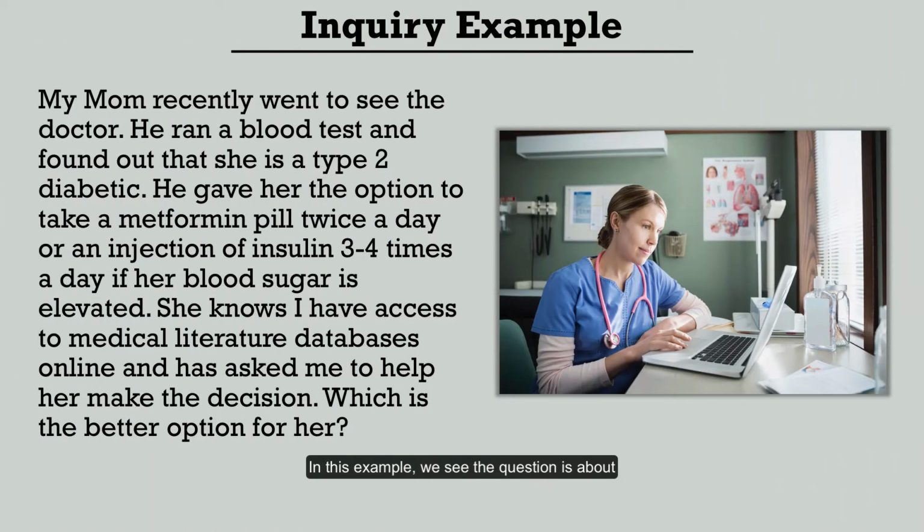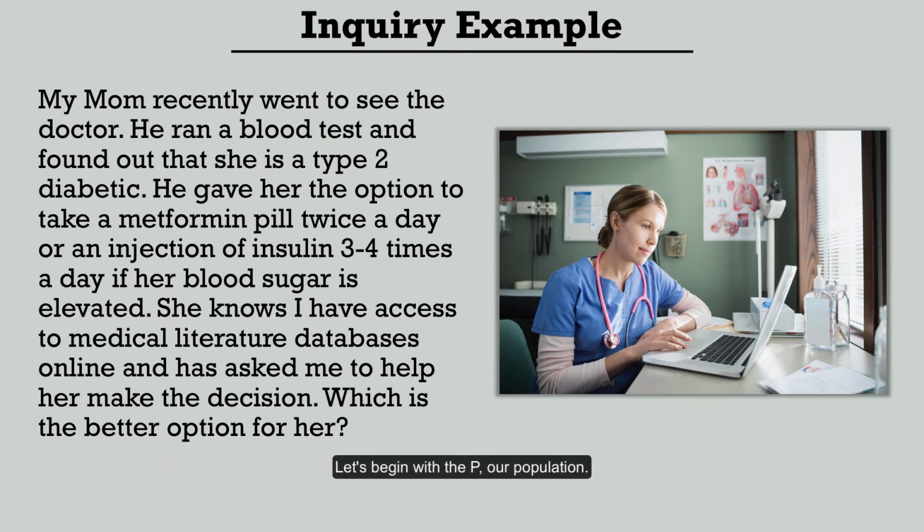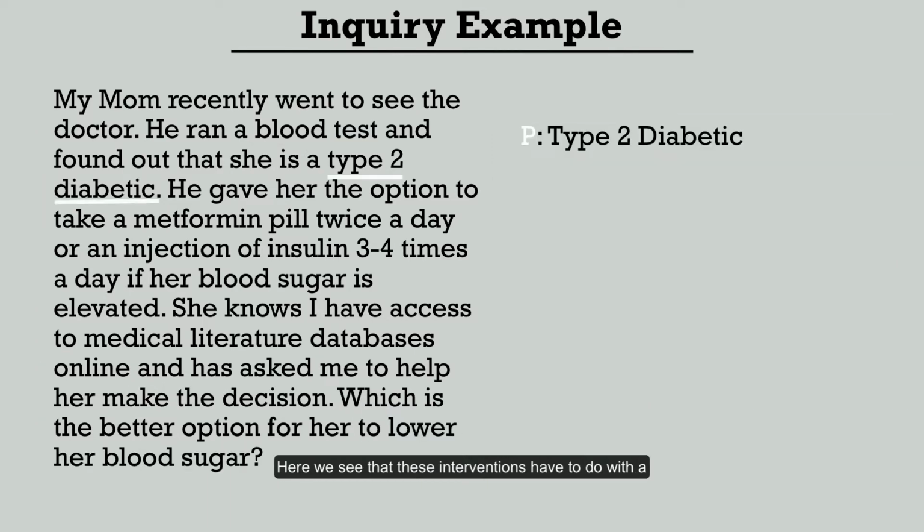the first activity. In this example, we see the question is about what medications are best for a diabetic. Now, do you remember the 5 components of our PICOT question? What each of them were? Let's begin with the P, our population. Here we see that these interventions have to do with a type 2 diabetic.